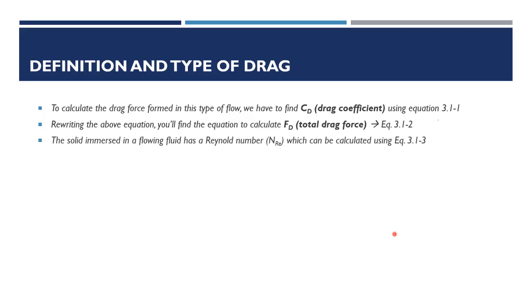And then we also have the Reynolds number for the solid immersed in the flowing fluid. So it's not the Reynolds number of the flowing fluid, but the Reynolds number for the solid immersed in a flowing fluid. It can be calculated using 3.13.